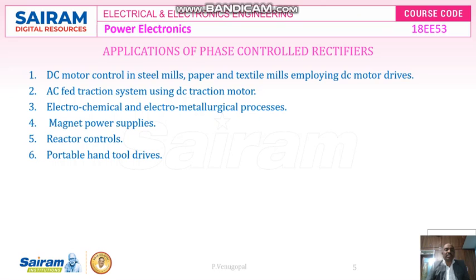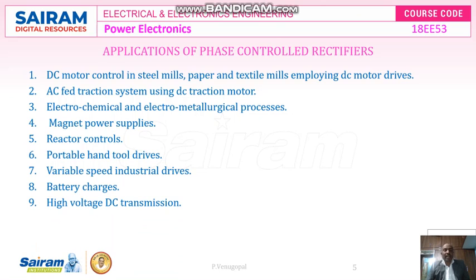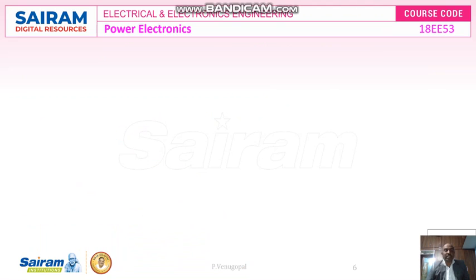There we are using the phase control rectifiers, and also variable speed industrial drives and battery chargers, the mobile battery chargers, and other chargers. We are using these control rectifiers depending upon the requirement of the load voltage, so the input supply can be converted. High voltage DC transmission, HVDC, also uses control rectifiers, and finally they can be used in uninterruptible power supply systems.